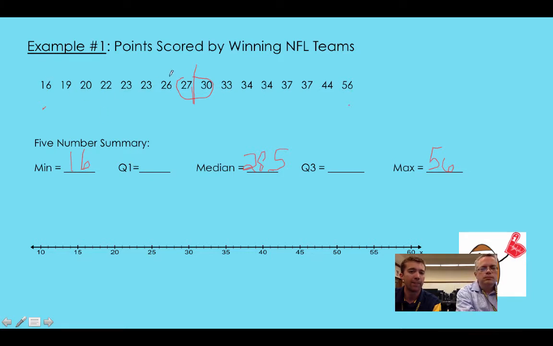So again, we have 8 numbers here. 1, 2, 3, 4. 1, 2, 3, 4. So Q1 will be right in the middle between the 4th and 5th numbers, 22.5. I like that one. So it's the median of the lower half.